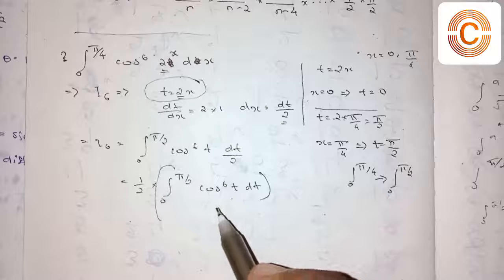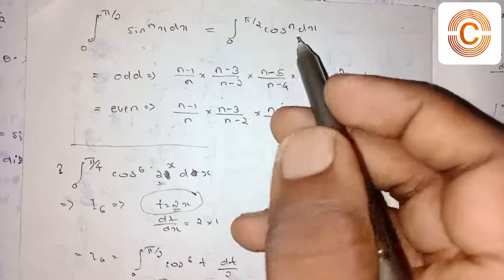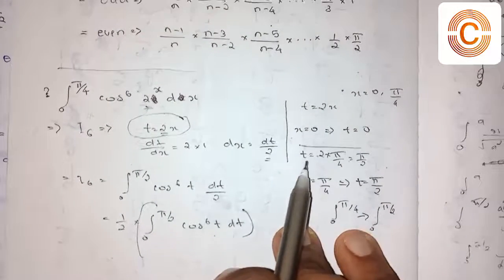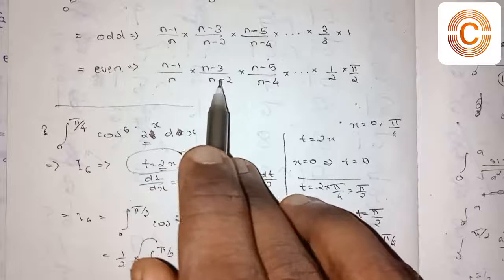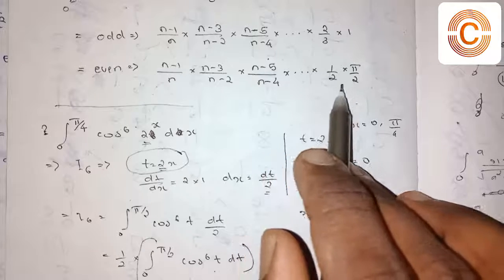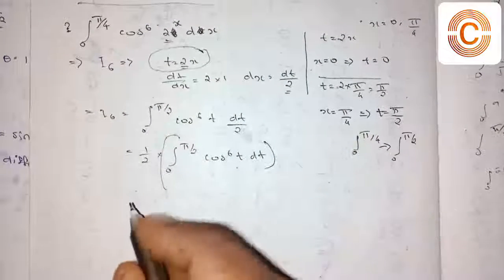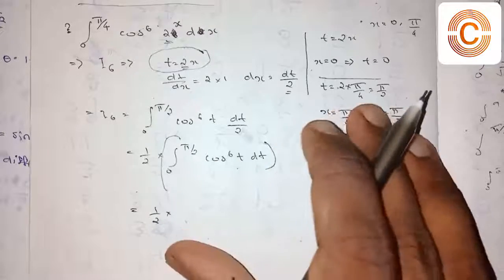From here we can use the integration formula, that is, the integral from 0 to pi by 2 of cos raised to n x dx. Here 6 is an even number, so we can use the second formula, that is, n minus 1 divided by n into n minus 3 divided by n minus 2 into n minus 5 divided by n minus 4, and so on, into 1 by 2 into pi by 2, which is equal to 1 by 2 into, with n equal to 6 in value.